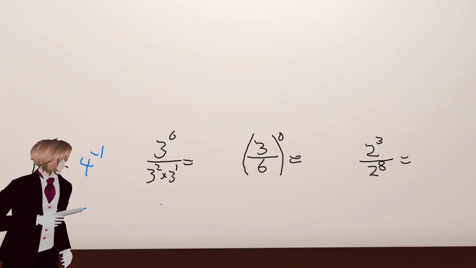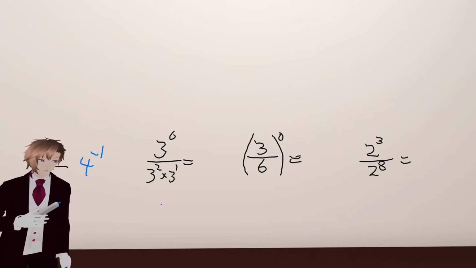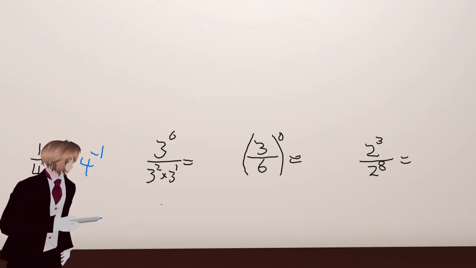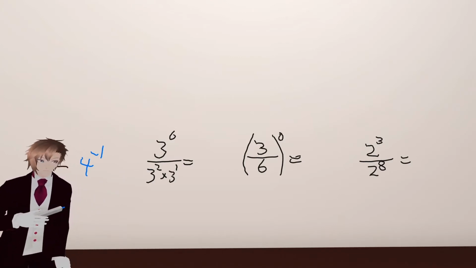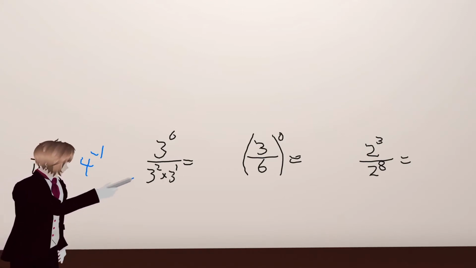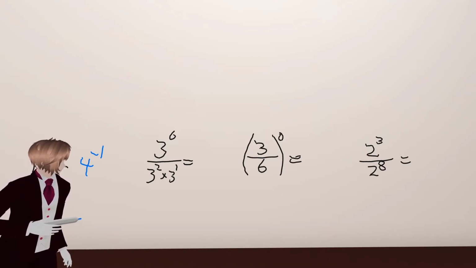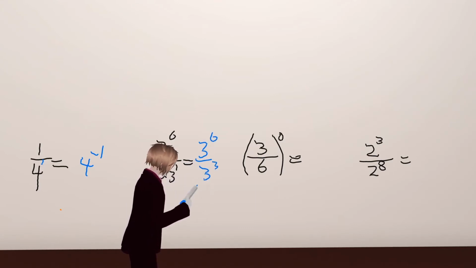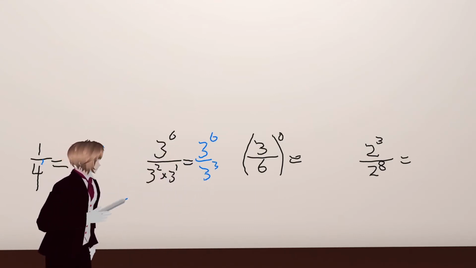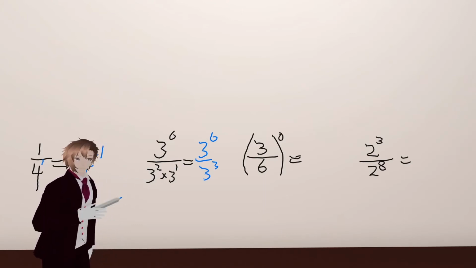This next example, we have a couple of things. So we have 3 to the power of 6 divided by 3 to the power of 2 times 3 to the power of 1. Now when we're multiplying numbers with the same base, we add the powers. So this would be another way of writing 3 to the power of 6 divided by 3 to the power of 2 plus 1, which is just 3.